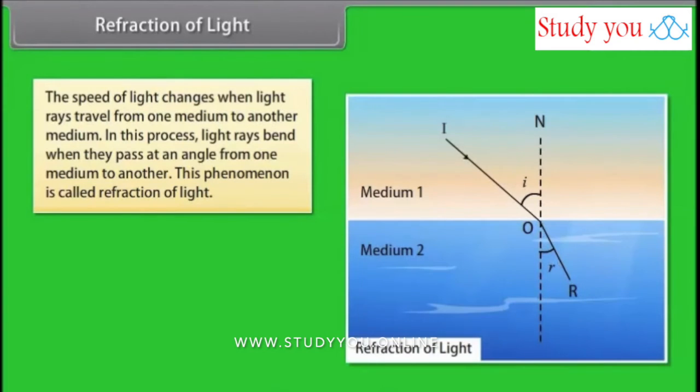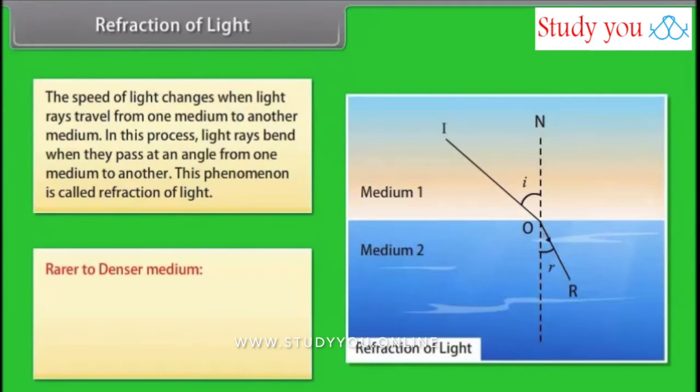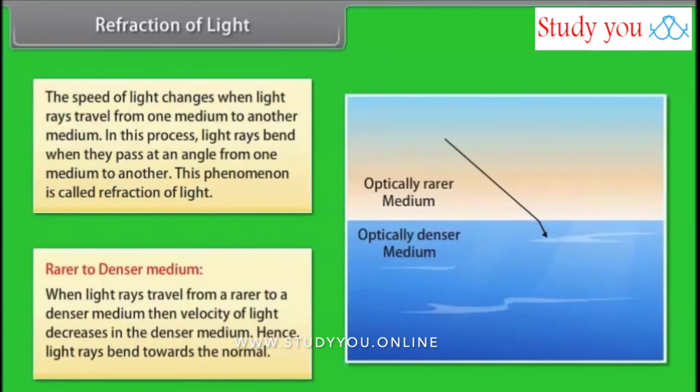Refraction of light can occur in two ways. Rarer to denser medium: when light rays travel from a rarer to a denser medium, the velocity of light decreases in the denser medium. Hence, light rays bend towards the normal.